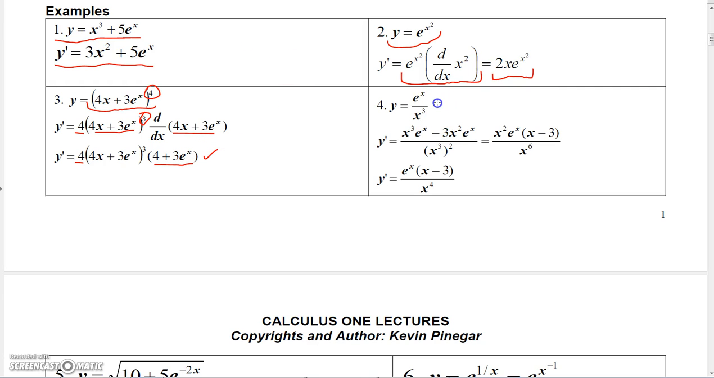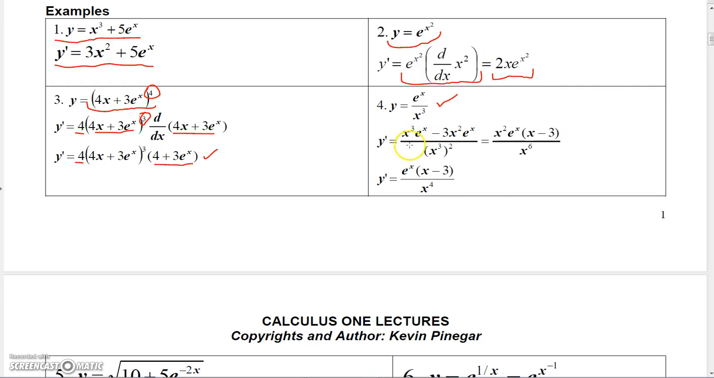And then here's an application of the quotient rule using e to the x. So remember, for the quotient rule, u over v, the derivative would be v, which is x cubed, times the derivative of u, which is e to the x, minus u, which is e to the x, times the derivative of v, and v is x cubed, so its derivative is 3x squared, and then all over v squared, so it'd be x to the 6th.